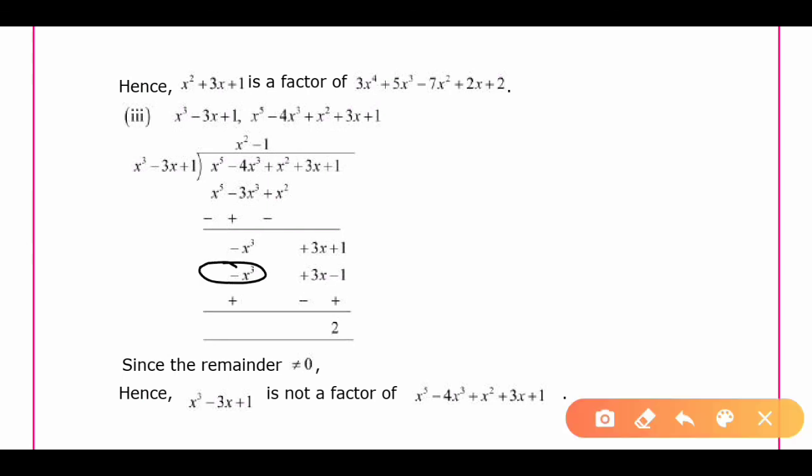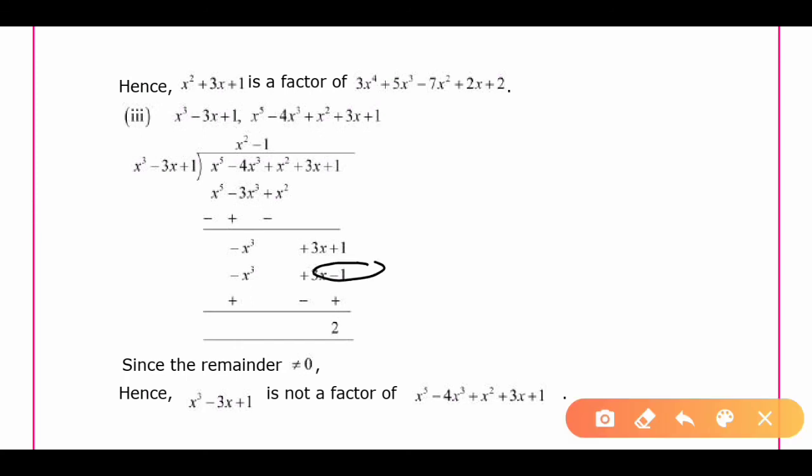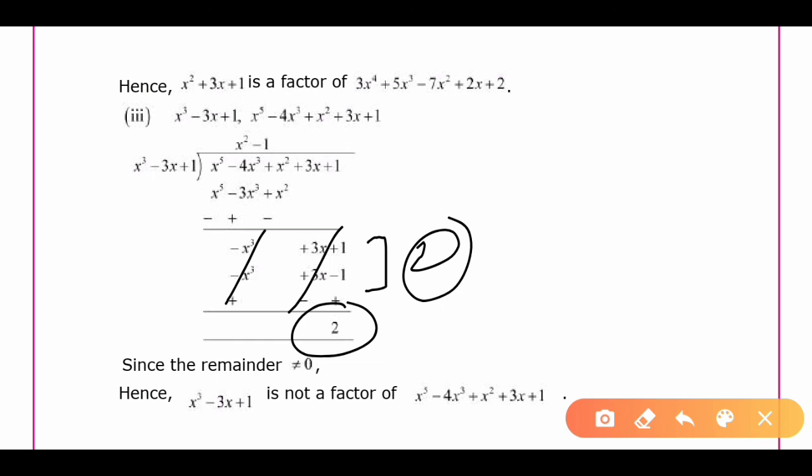This one is negative sign, we will replace it by positive. This one is positive, we replace it by negative, and here this one is negative sign, we replace it by positive. After replacing the signs, we will perform simple addition. It will cancel out, it will cancel out, and 1 plus 1, it will be 2. So remainder is 2. Remainder is not equal to 0.